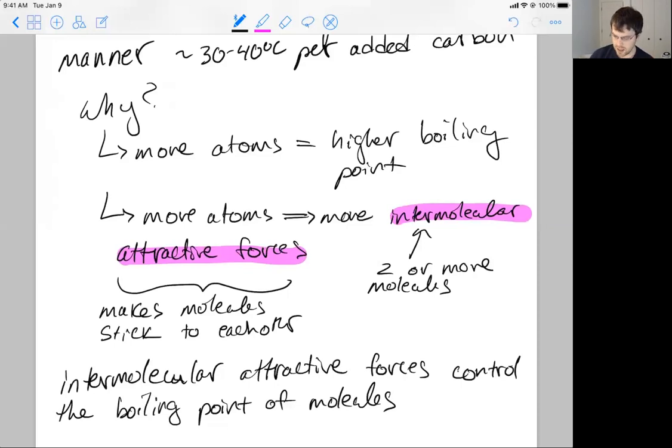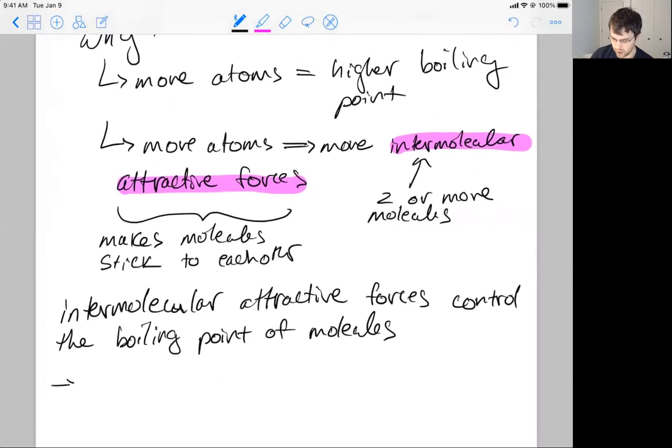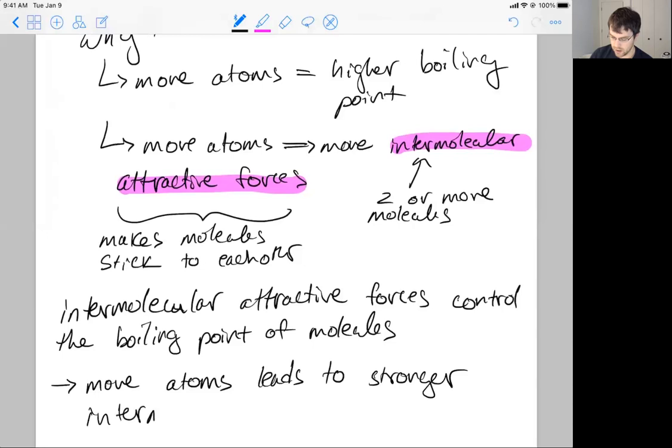So what we're seeing is that more atoms leads to stronger intermolecular attractive interactions.